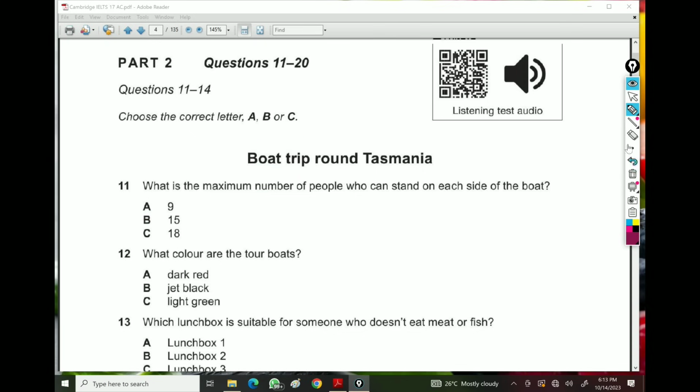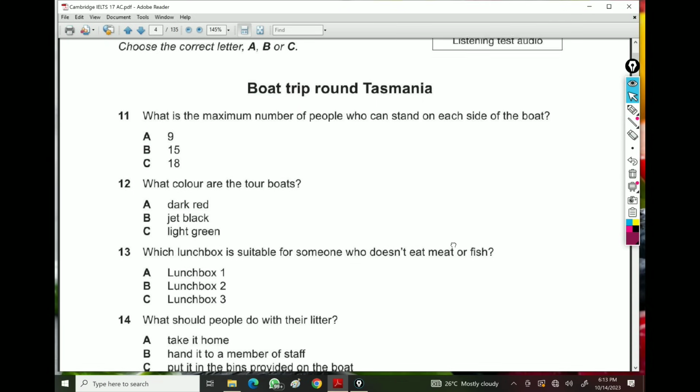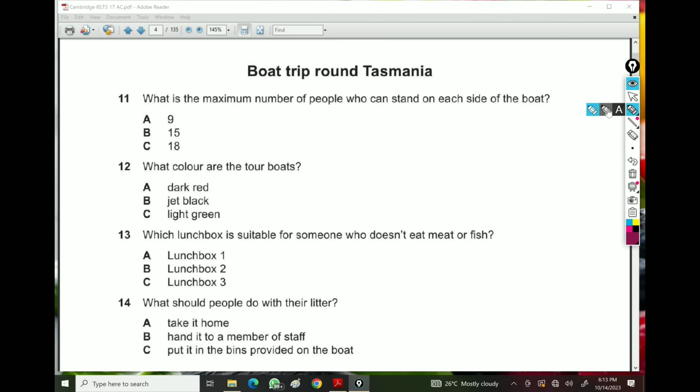Now, let's go on. We do another question. Question number 12. Again, try to understand the question, okay? Question number 12. What color are the tour boats? Now just see and try to understand the color of tour boats will be the right answer.